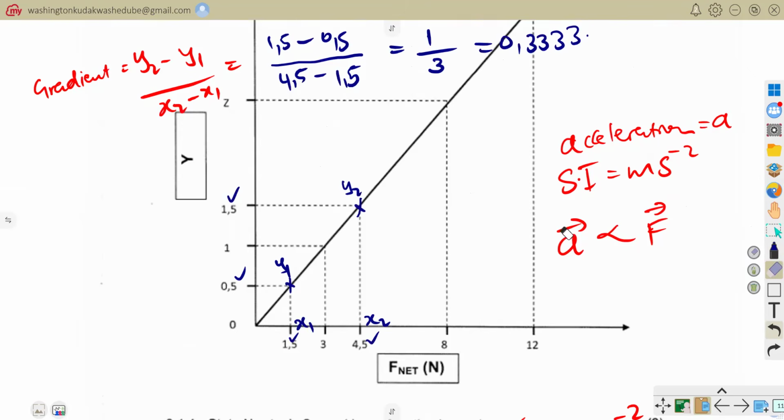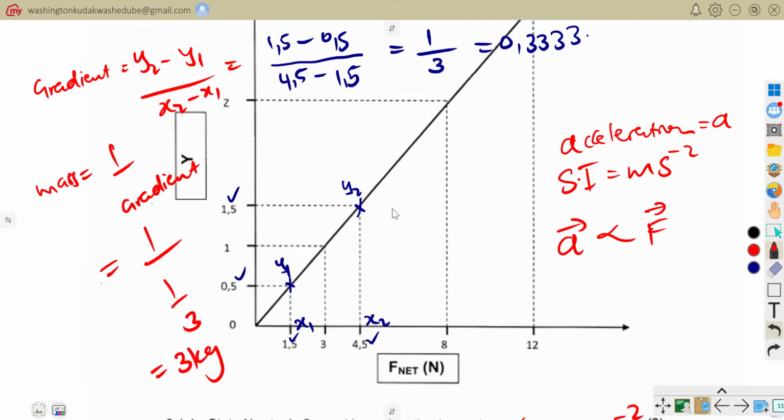0.333333. So that is the gradient. After I found my gradient, I know that what I'm looking for is the mass, and I know that mass is 1 over the gradient. So what I can simply do, it's 1 over 3, which is simply equal to 3 kgs. Or else, this is simply equal to 1 over 0.33333. You would see that this is equal to 3 kgs.